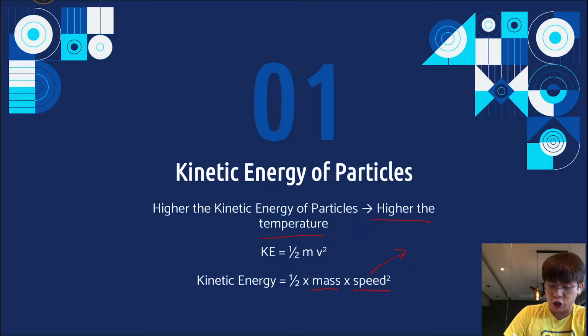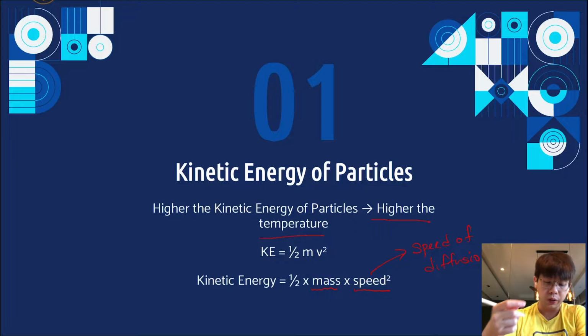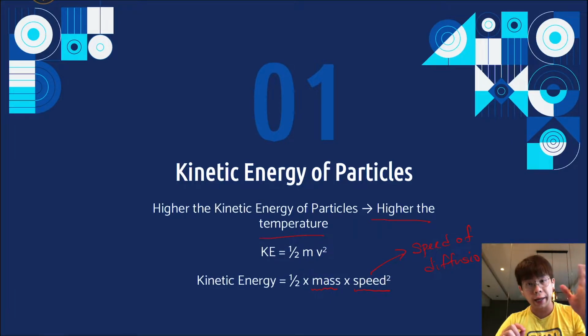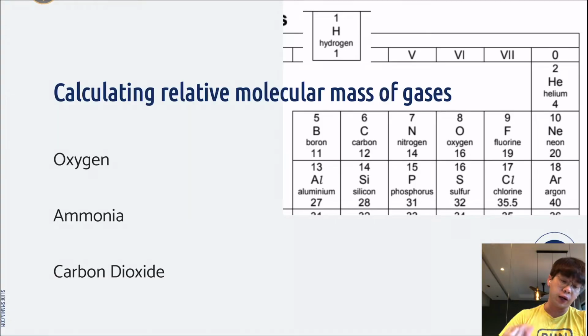Now, speed is actually the speed of the diffusion. So if the speed is higher, the diffusion is faster. So we can see using this equation that if kinetic energy is higher, the speed is higher. And if the mass of the particle is higher, the speed is actually lower. So it is very important for us to be able to calculate the relative molecular masses of gases. So let's practice 3 examples over here, right? You need your periodic table for this.